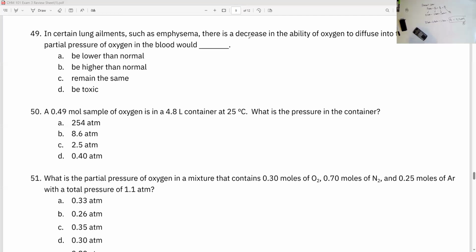If there's a decrease in the ability of oxygen to diffuse into the blood, that means oxygen's having a hard time entering the blood. So there'll be less oxygen in the blood. And if there's less gas present, then the partial pressure of that gas is lower. Because again, partial pressure is going to be based on amount. So if you have less of that gas present, the pressure of that gas is also going to decrease.